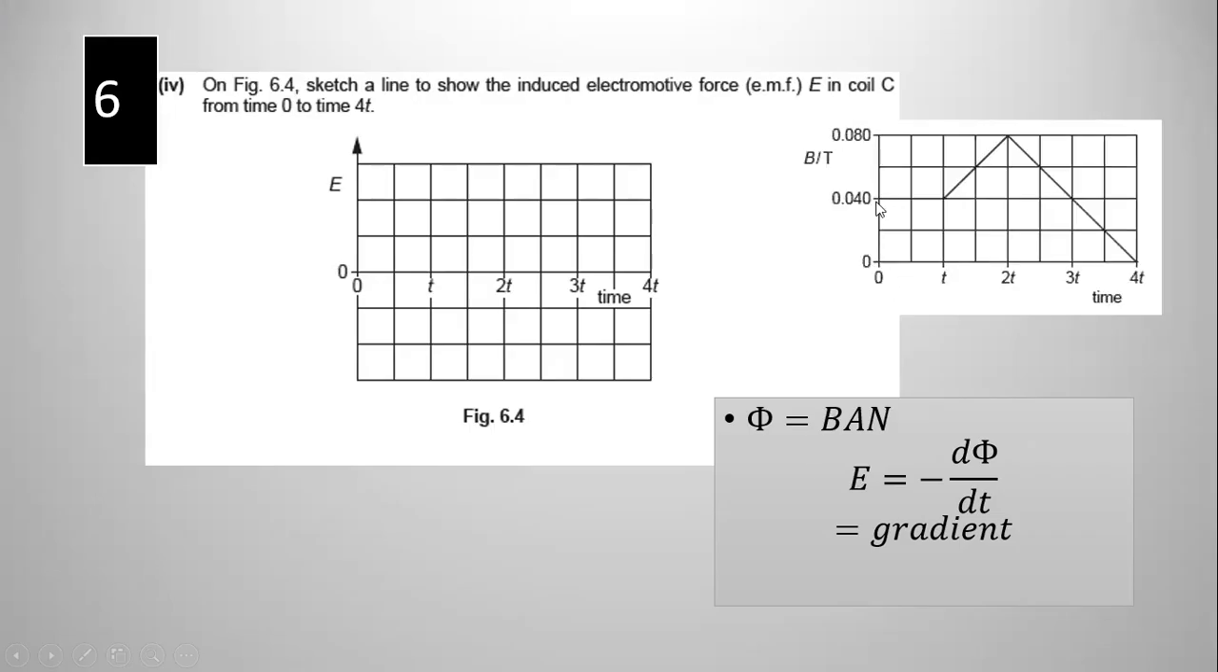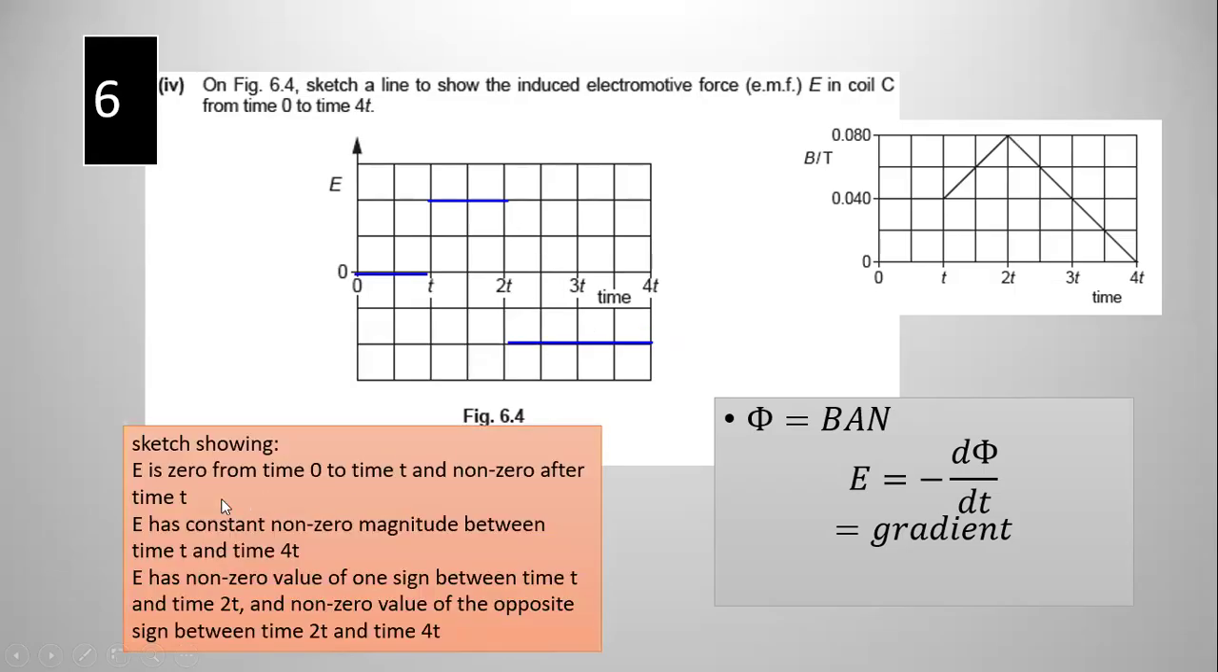That one, the gradient is 0. That one is positive. That one is negative. Same gradient, same magnitude. Right? From 0 to T is 0. And this one is any point there. Doesn't matter where, it doesn't really matter whether up or low, as long as these two are the same. E is 0 from 0 to T, and non-zero after T. As long as you get non-zero, you get a first point.